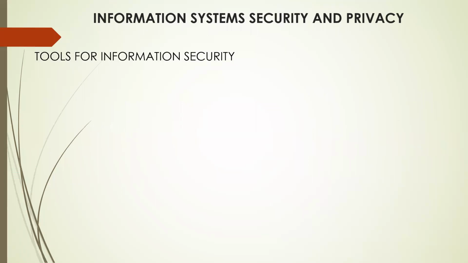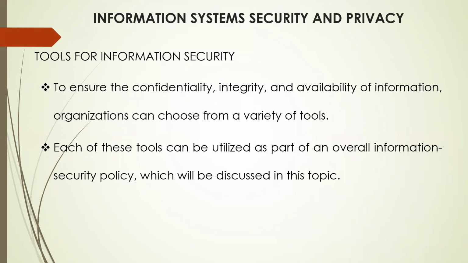Next is our tools for information security. So to ensure the confidentiality, integrity, and availability of information, an organization can choose from a variety of tools. Each of these tools can be utilized as a part of an overall information security policy, which will be discussed in this topic.